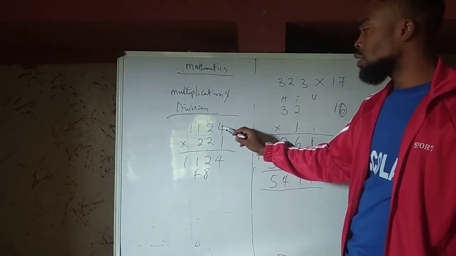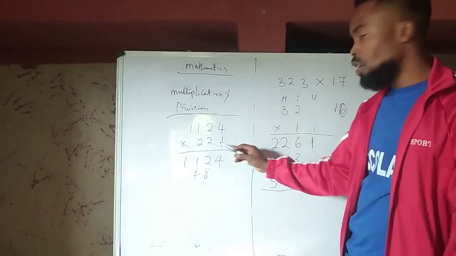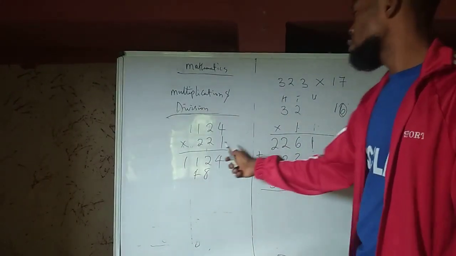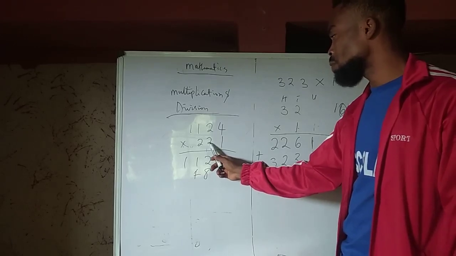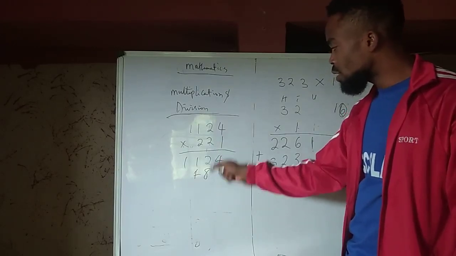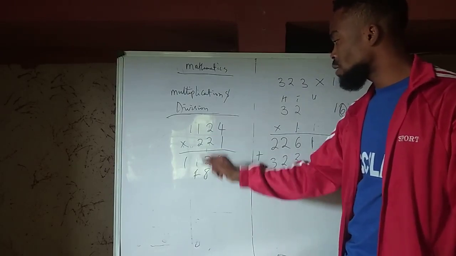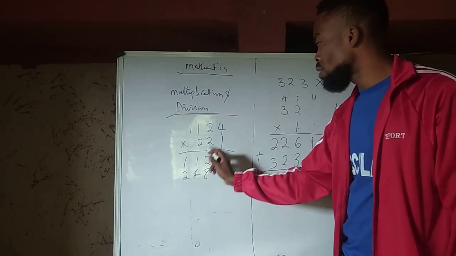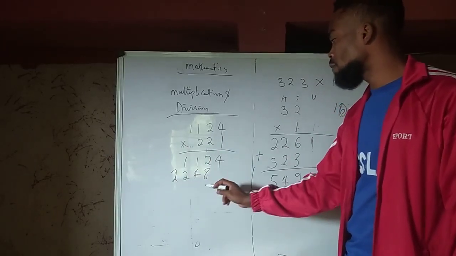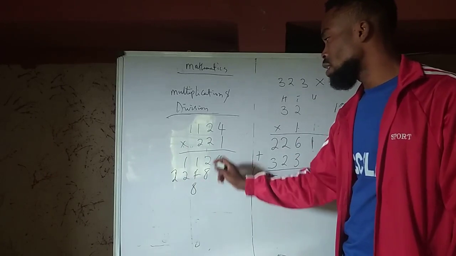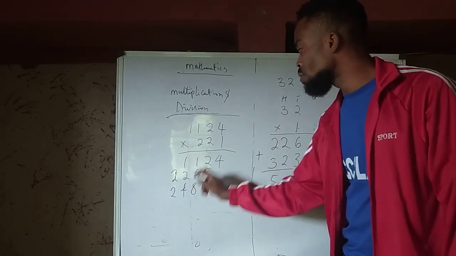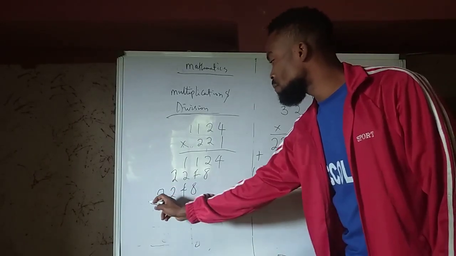When I'm using the second number to multiply, the multiplication is always done from the right. So when I'm using the second number to multiply, I write the result under it. 2 times 2 is 4. 2 times 1 is 2. 2 times 1 again is 2. 2 times 4 is going to be 8. 2 times 2 is going to be 4. 2 times 1 is 2. 2 times 1 is 2.